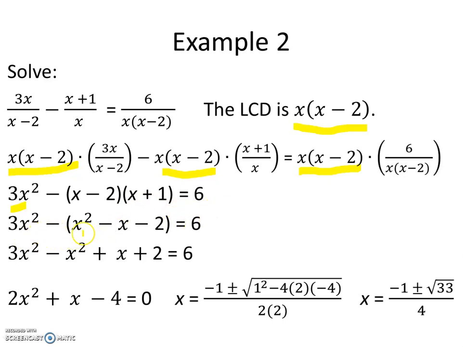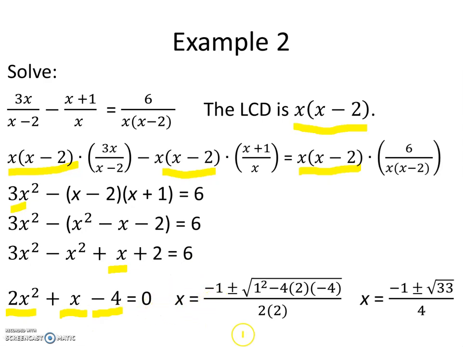3x squared minus the x squared minus x minus 2 equals 6. Distributing that negative, we get 3x squared minus x squared plus x plus 2 equals 6. 3x squared minus x squared is 2x squared, and we bring our x down. And we take our 6 over to the other side by subtracting 6 from both sides. And 2 minus 6 is a negative 4.